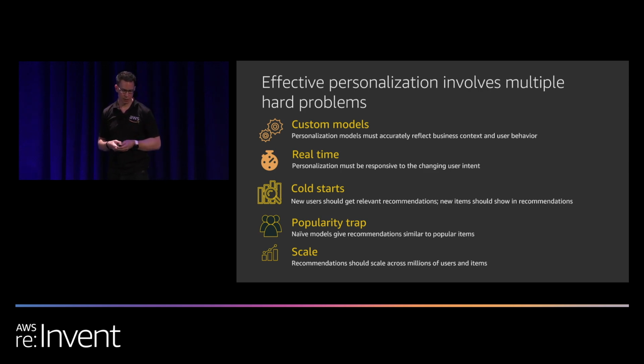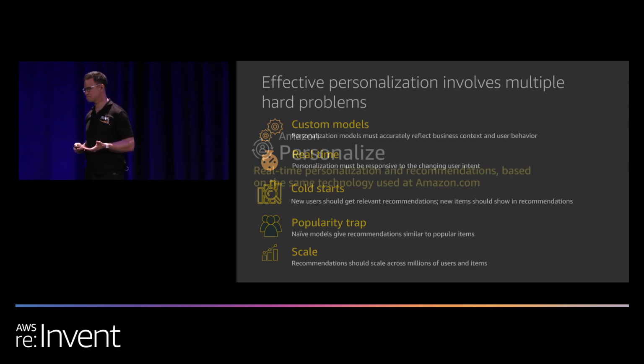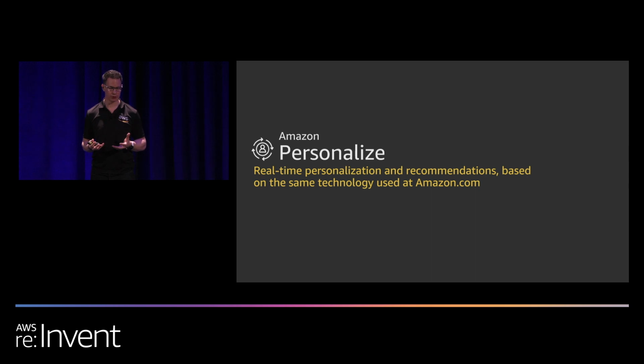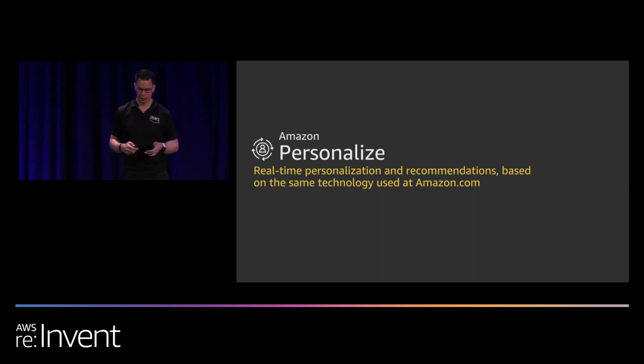And then scale, obviously scaling across multiple products, sets, and millions of users. So that's why we created Amazon Personalize, again, bringing the technology of Amazon.com, making it available to AWS customers in order to do real-time personalization and recommendations.